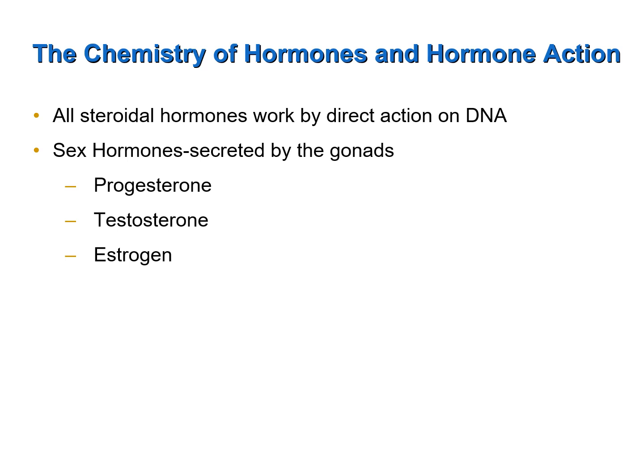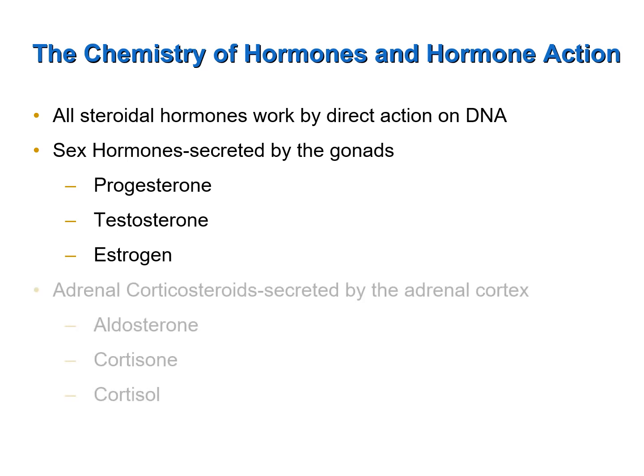Progesterone, testosterone, and estrogen. The other 3 are released by the adrenal cortex. They're called adrenal corticosteroids, steroids produced by the adrenal cortex. They are aldosterone, cortisone, and cortisol. Commit to memory that these are the 6 steroid hormones that we're going to cover, because if you know these 6 steroid hormones, you know that these are the 6 where the mechanism of action is direct action on the DNA.